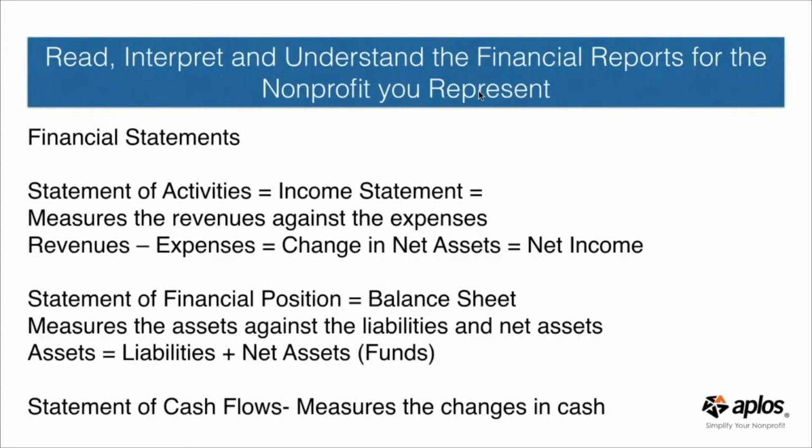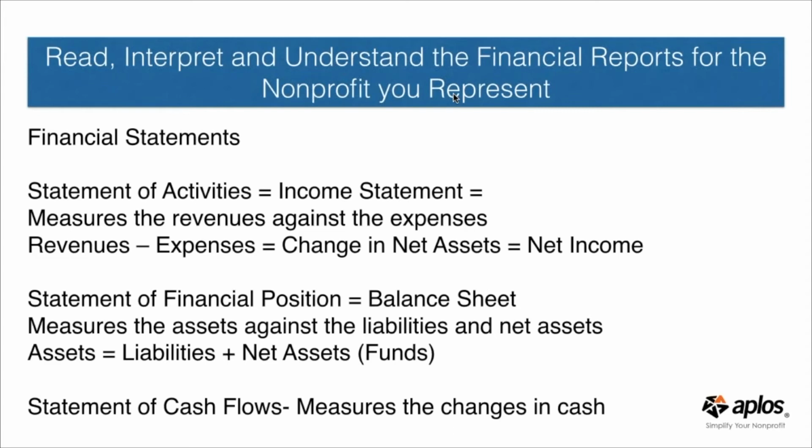So let's talk about financial statements a little bit. In general, that's going to be your statement of activities, which is your income statement. So when somebody says, I need to see your statement of activities, that's your income statement. It measures your revenues against your expenses, and revenues minus expenses equals your change in net assets, which is in a sense your net income. Some people call that profit and loss.